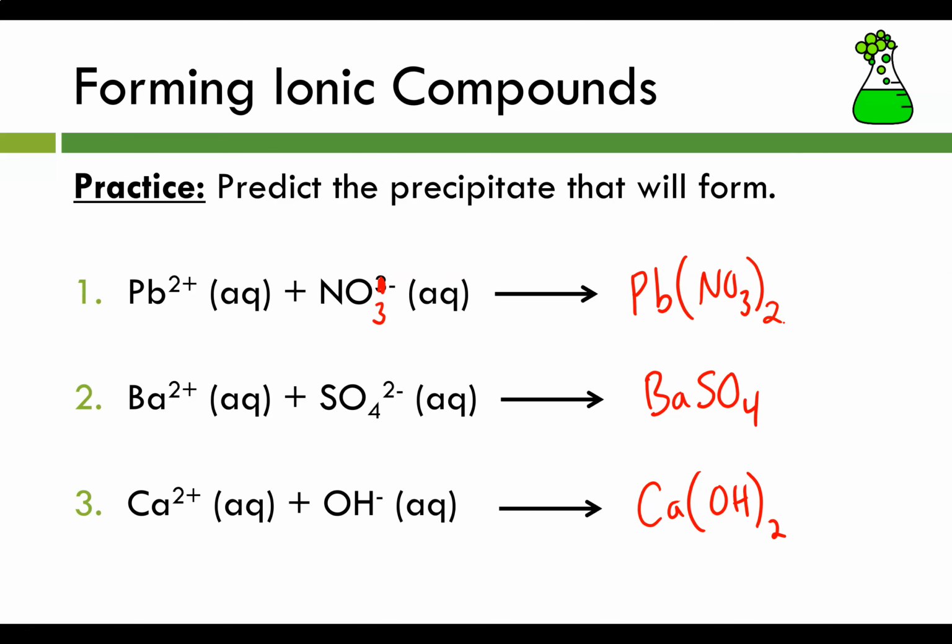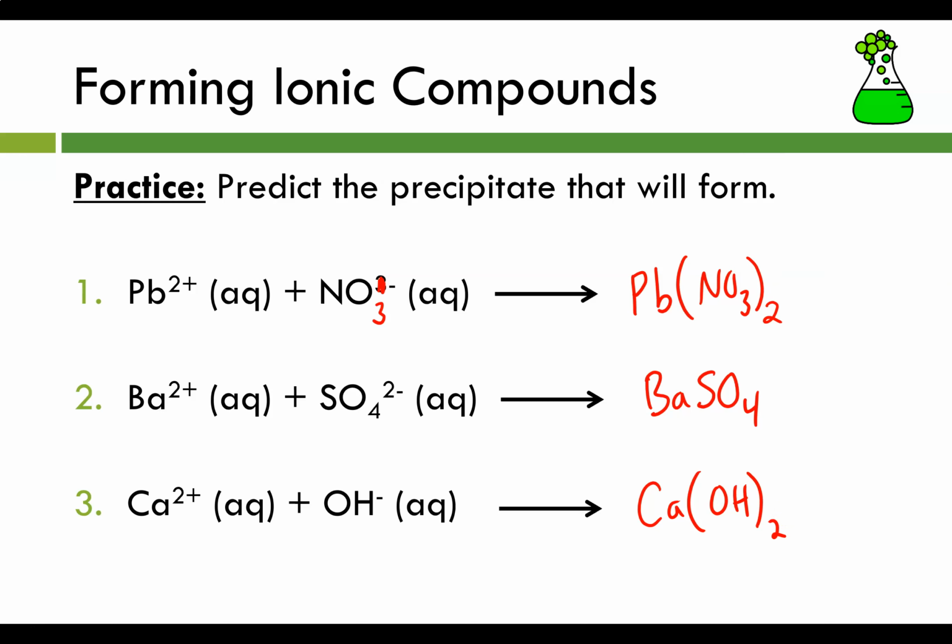We have lead reacting with nitrate. We'll make lead 2 nitrate, Pb(NO3)2. Barium and sulfate, when they combine, those charges will cancel. Just BaSO4, no subscripts of 2. And last, we've got calcium reacting with hydroxide to form calcium hydroxide. Make sure you've got the parentheses around hydroxide and the subscript of 2. There's a real common tendency for students to forget the parentheses and just make it CaOH2. And then instead of 2 hydroxides, it's 2 hydrogens, and that's incorrect.